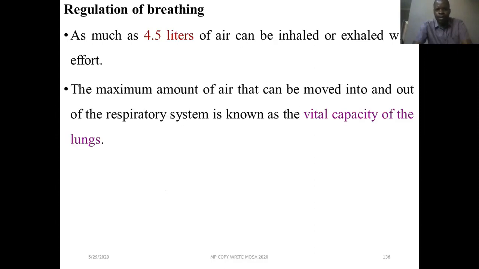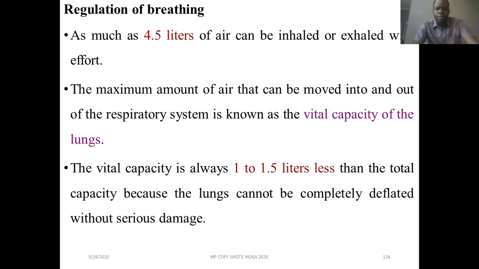The maximum amount of air that can be moved into and out of the respiratory system is known as the vital capacity of the lungs. So when we breathe out forcefully, the air that comes out from our lungs is what we call vital capacity of the lungs. The vital capacity is always 1 to about 1.5 liters less than the total capacity, because the lungs cannot be completely depleted without serious damage.